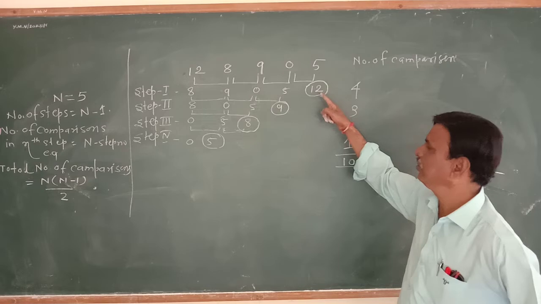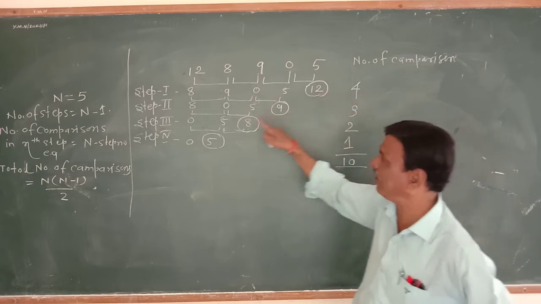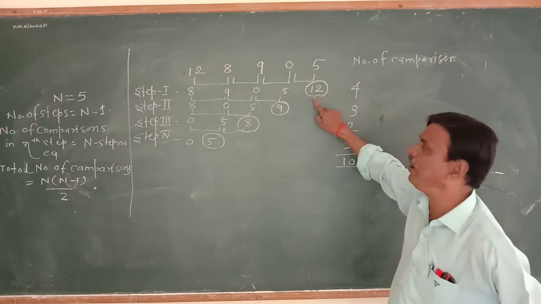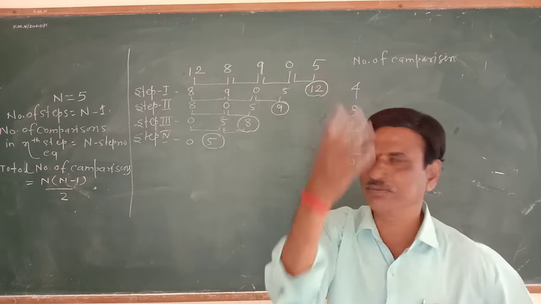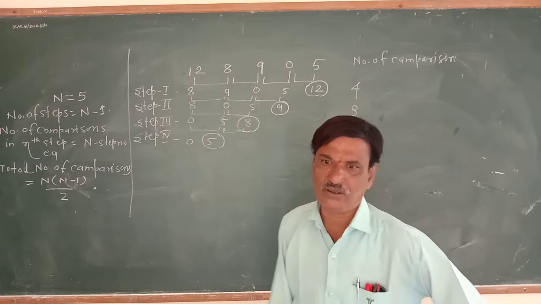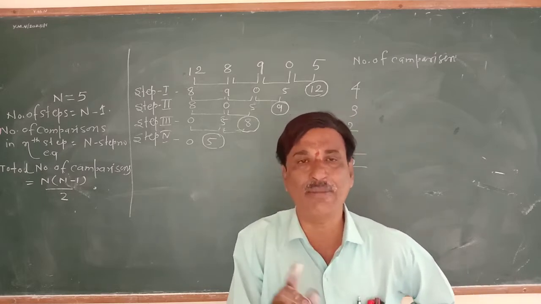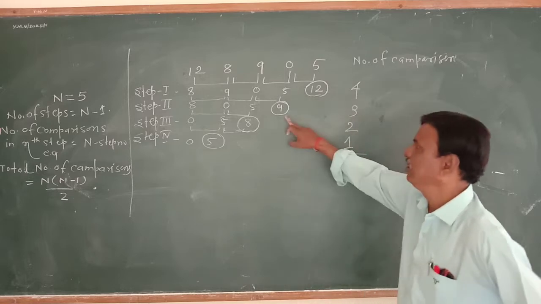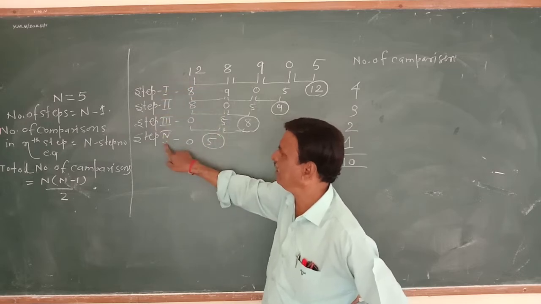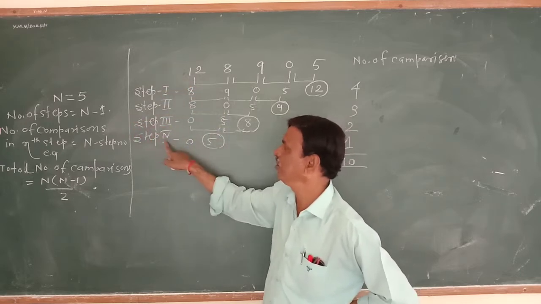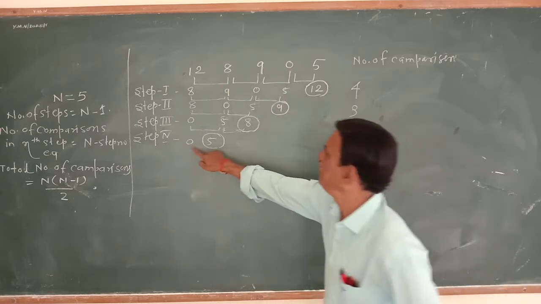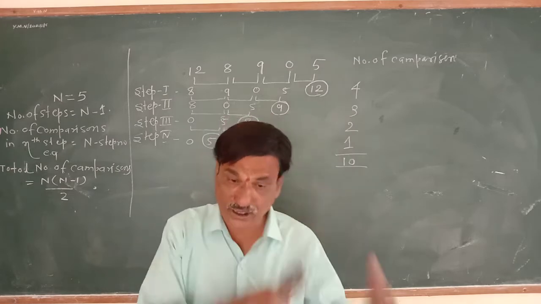So after this step, n minus 1 comparisons will be there. And largest element will occupy its position, largest element will bubble up. Then step number 2, repeat the same step but one less comparison. That is, last comparison is data n minus 2 with n minus 1. Second largest element will bubble up, occupies position. Step n minus 1, because n is 5, steps are 4. So after the completion of 4 steps, data will be sorted 0, 5, 8, 9, 12. So take down this.